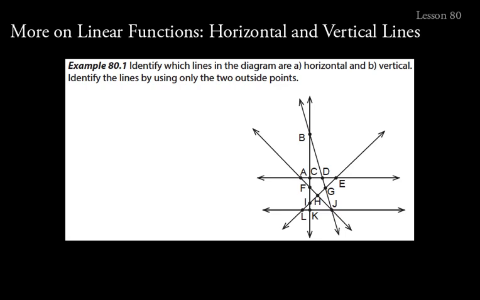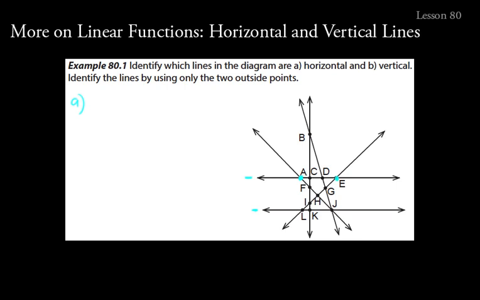Look at example 80.1. We're going to practice a little bit more this idea of horizontal and vertical. There's a bunch of lines there. Identify which ones are A, horizontal, and B, vertical. So for A, lines that are horizontal are even with the horizon, parallel to the horizon. They're flat. They extend from left to right and have no up or down component at all. There are two of them there. Do you see them? This one and this one.